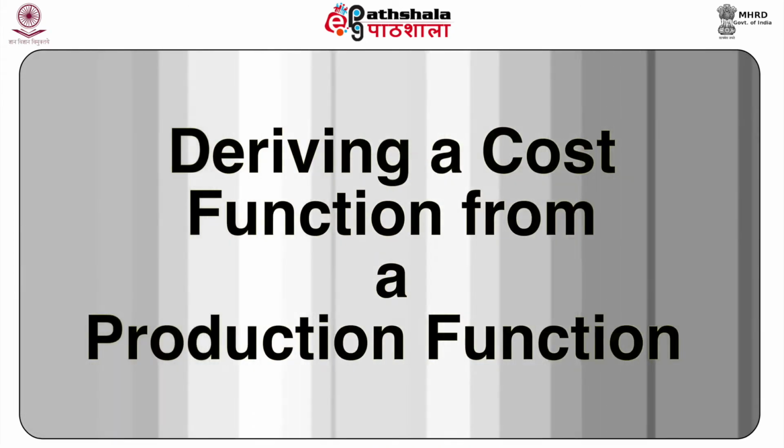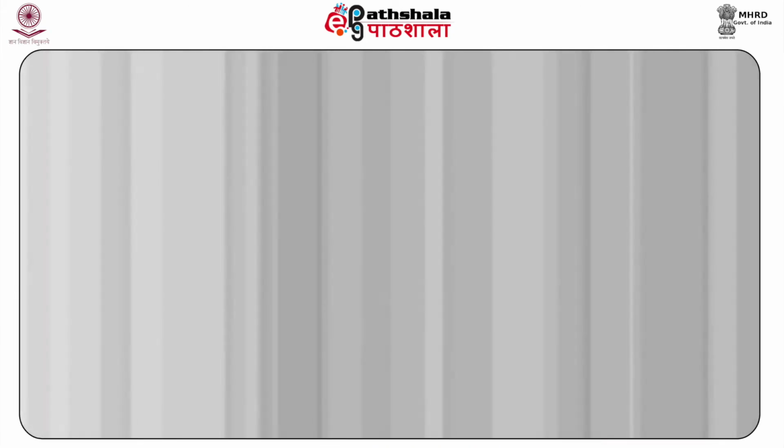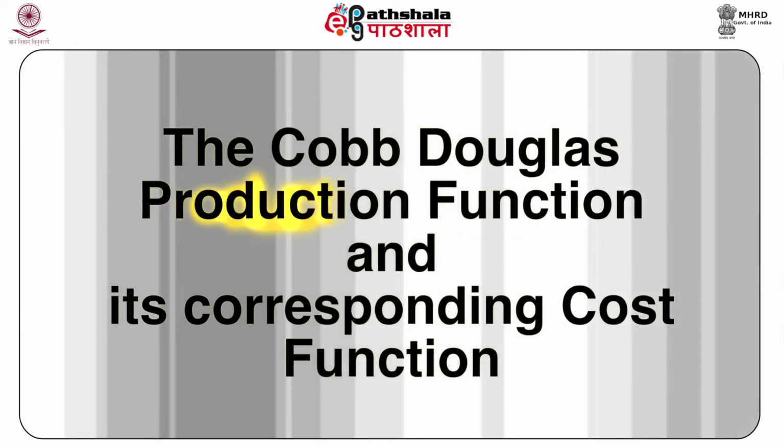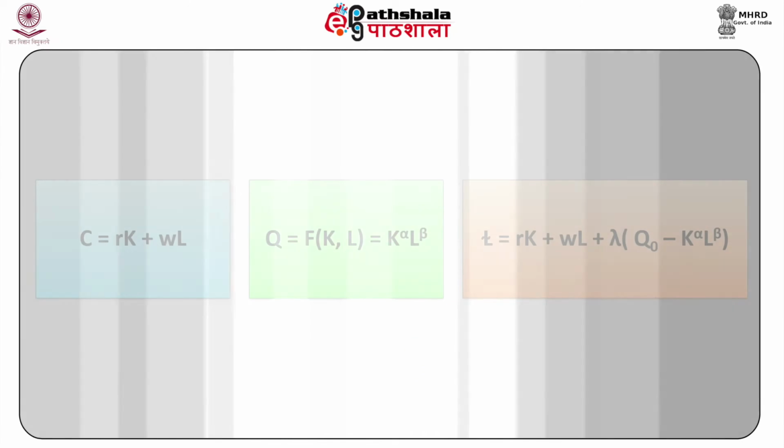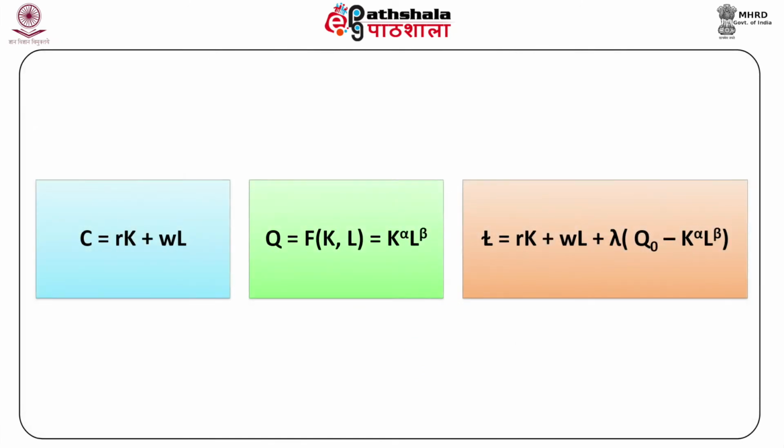Next is deriving a cost function from a production function. The Cobb-Douglas production function and its corresponding cost function. Suppose a firm faces total cost C is equal to small r into K plus small w into L, and suppose it has a Cobb-Douglas production function as in equation 6 that was introduced in the earlier modules. In this case, we can derive the cost function for the firm by constrained minimization, wherein the firm minimizes total cost for producing a given level of output, say Q0.